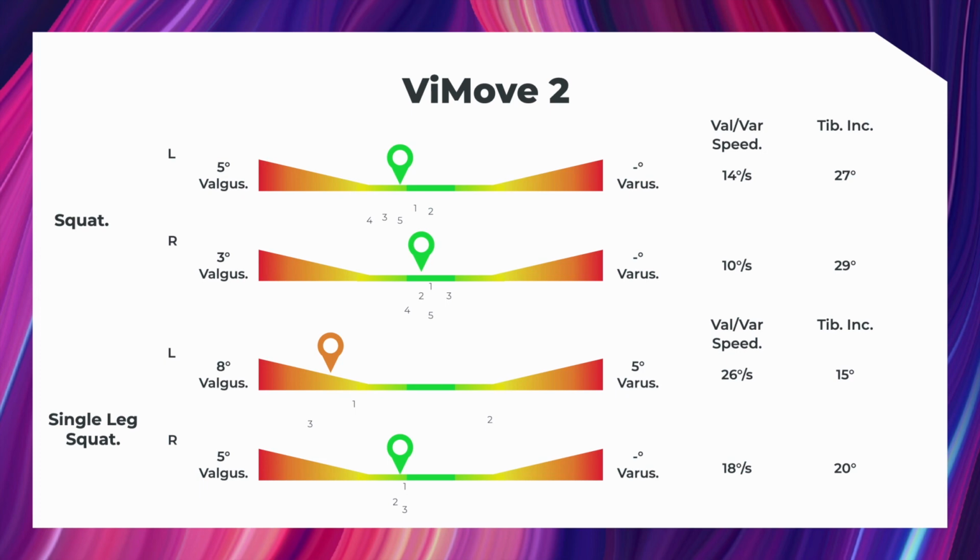We compare that to the right, and the right is almost perfect, and we've got a 5 degree valgus, so we're right on the edge of what is good, but we can see 1, 2, and 3 reps are perfect. They're all together. The control is 18 degrees per second, so again an increase, but we still fit in that norm. And tibial inclination 20 degrees, so it's decreased, but we are still within that norm.